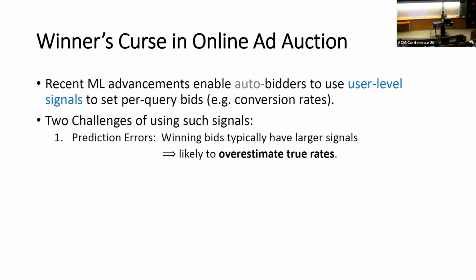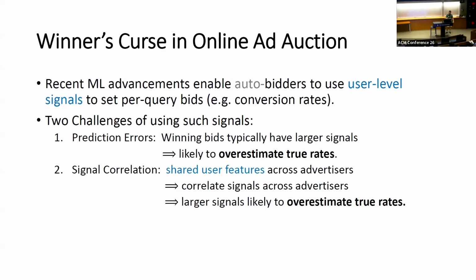There are two main challenges that happen when you start using these machine learning signals. One is that because these are predictions, they have errors, and the winner usually is the one with the highest bid, probably the one with the higher prediction of conversions. But it might be bidding high because it has very high noise, a high variance on its prediction. There's a risk that if you bid high, it might be because you have a high prediction but maybe not the intrinsic value, and therefore you might be overestimating the true conversion rate.